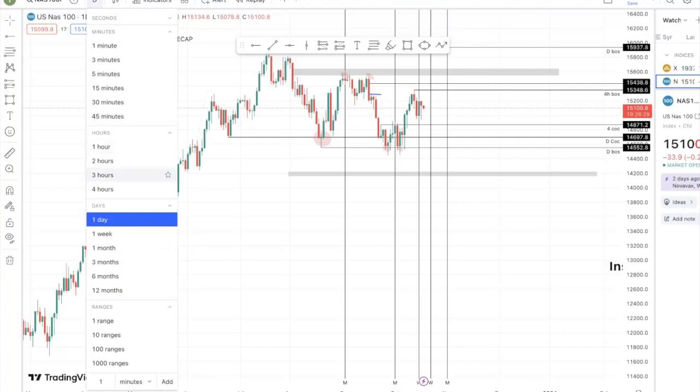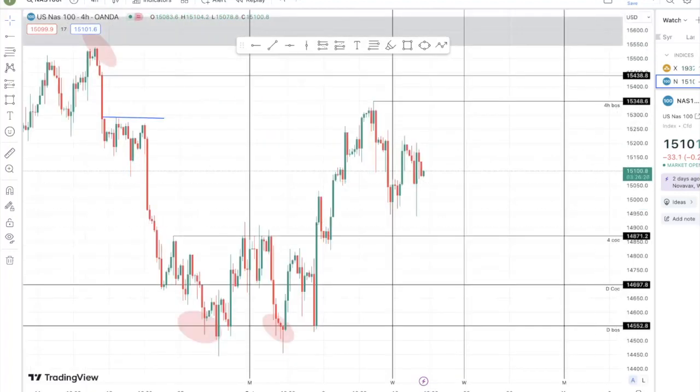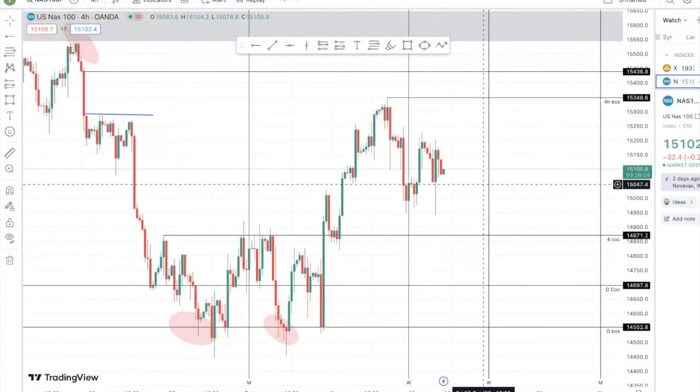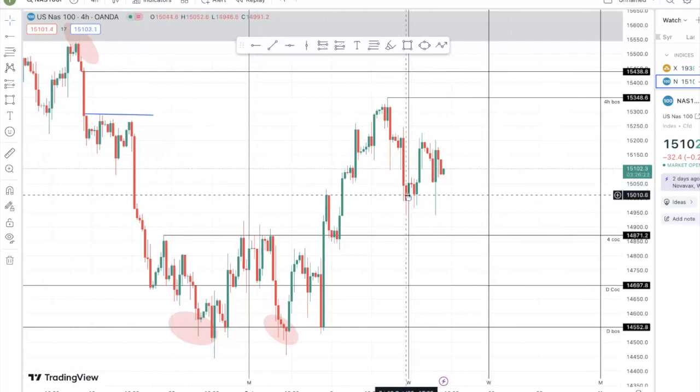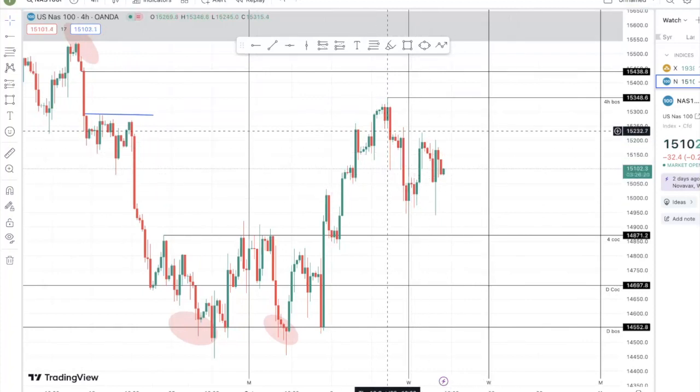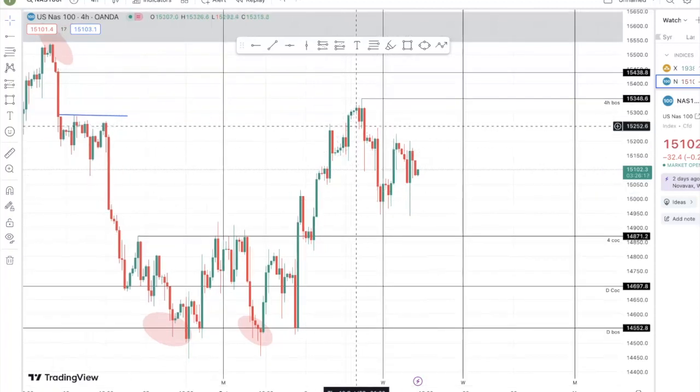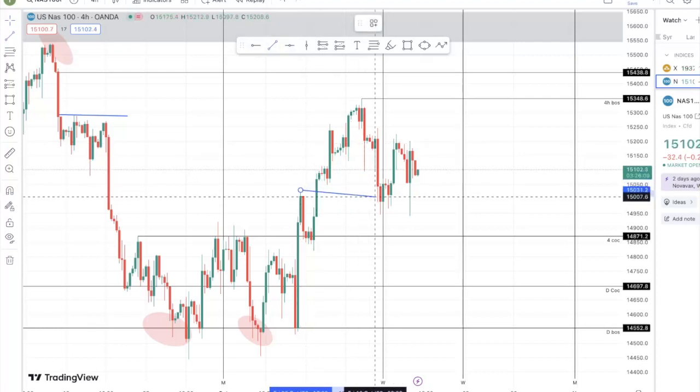Okay, so let's go back to the 4 hours. All right, so now this is the beginning of the week. Right, we have a mini retracement. So price broke this high.